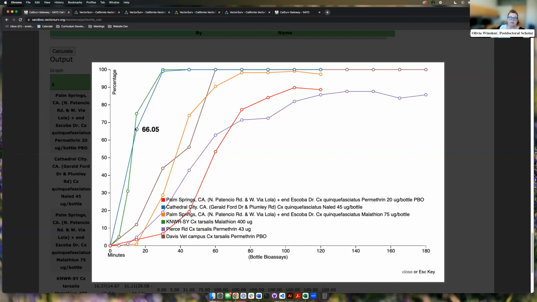So for these two up here, they got knocked down pretty quickly, meaning they're pretty susceptible to those insecticides. And then these are maybe a little less susceptible. I have not done bottle bioassays, and I truthfully don't know too much about reading these graphs, but these are obviously worse than these, but seemingly still somewhat susceptible. They're not all surviving for very long.